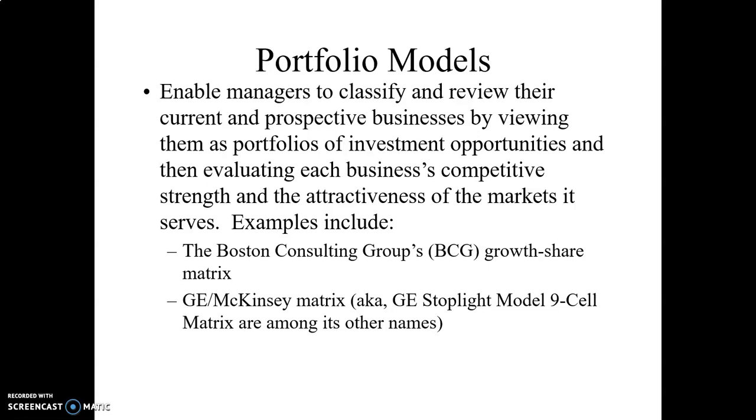The two most well-known are the late 1950s Boston Consulting Group, or BCG, Growth Share Matrix, which we'll look at next, and then the GE McKinsey Matrix, sometimes known as the GE Stoplight Model, because the colors of the cells are green for the cells where it's a good investment, and yellow where you need to be cautious, and red for it's not a good investment, you need to get out or don't enter this market. It's also known as the 9-cell matrix because it's generally depicted as a 3x3.